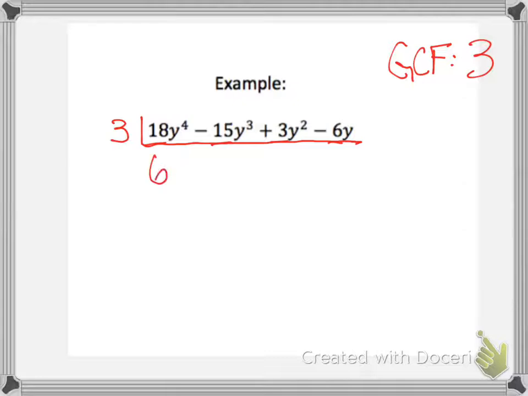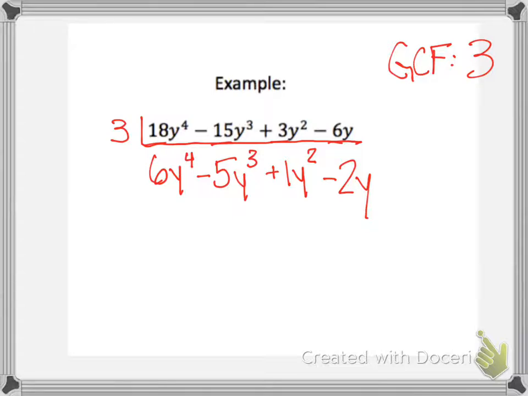18 divided by 3 gives me 6, y to the fourth. Negative 15, y to the third divided by 3 is negative 5, y to the third. 3 divided by 3 is just 1. It's going to simply cancel or go away, but you can write down the 1 if you want to. And negative 6y divided by 3 is negative 2y. So that's factoring out a number.